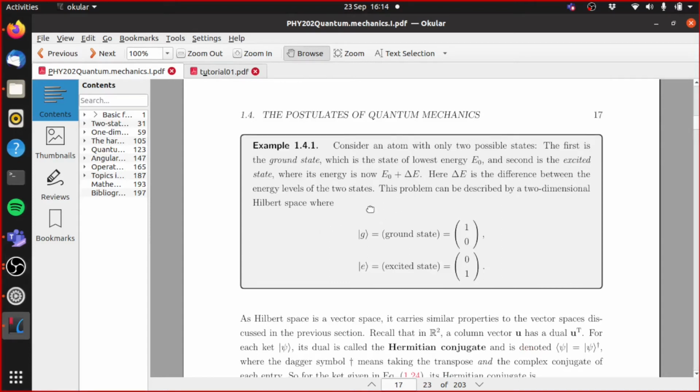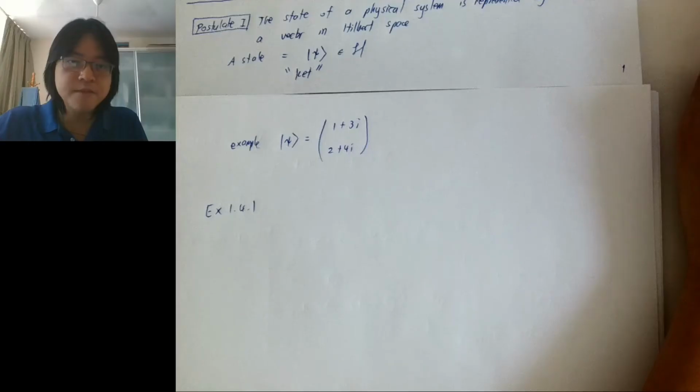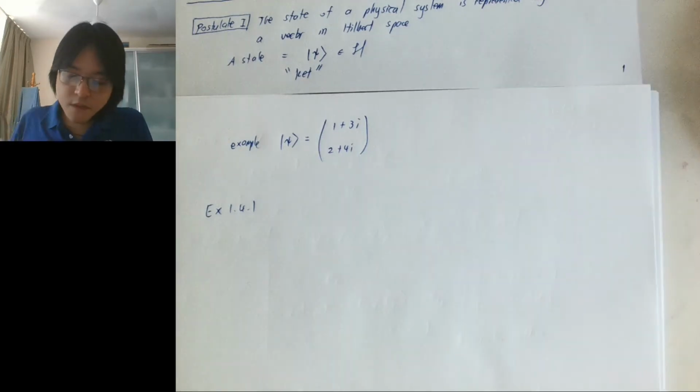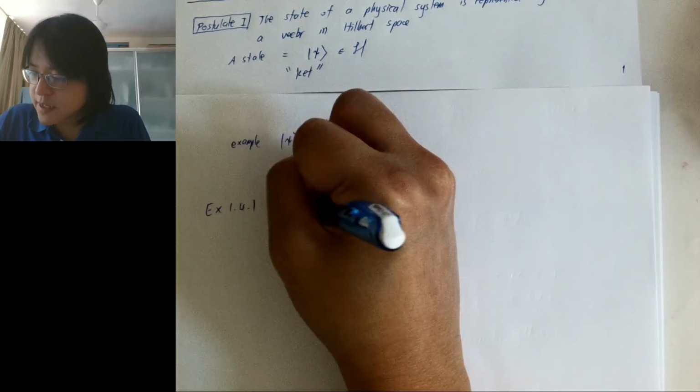So this is an example for a concrete physical situation, the state of an atom. In this example, 1.4.1, let me write this down first. We have an atom with only 2 possible states. So in this situation, we only consider a ground state, the lowest energy, and an excited state. So it can be described by these 2 vectors. That is very, very simple. We will start with some simple problems, starting from chapter 2. So this example talks about the state of an atom.